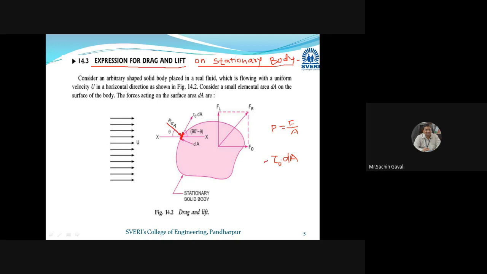So two forces we are getting: one is pressure force and another is shear force, the shearing action. Shall I tell it in Marathi?